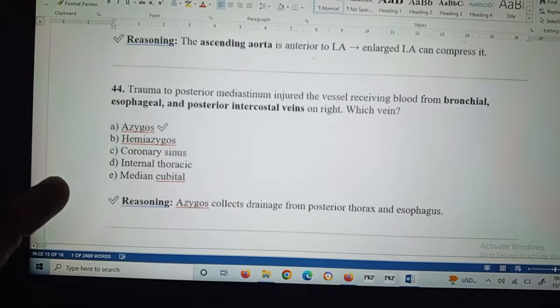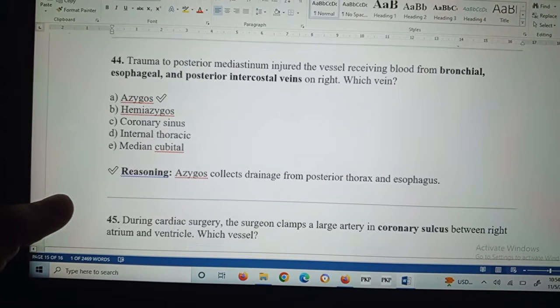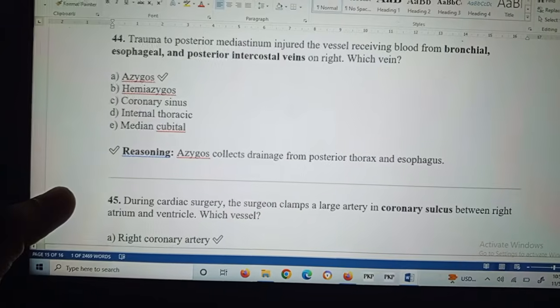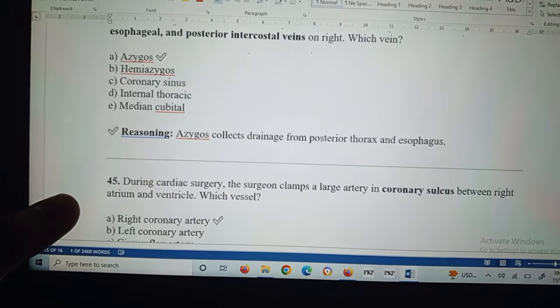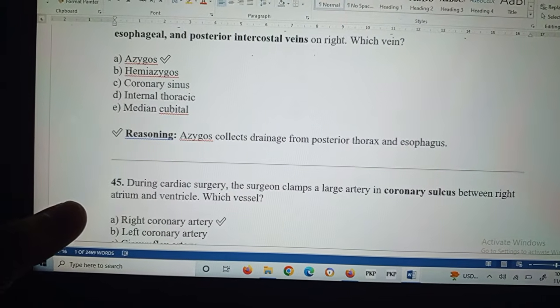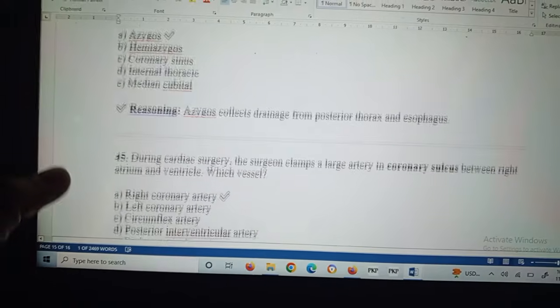Trauma to the posterior mediastinum injured the vessel receiving blood from the bronchial, esophageal, and posterior intercostal veins on the right. Which vein? The azygos vein collects the drainage from the posterior thorax and the esophagus.